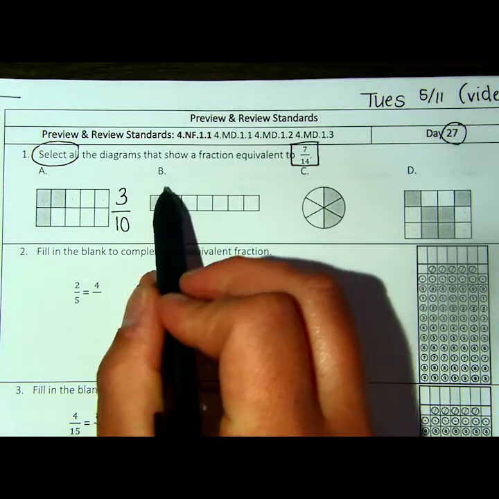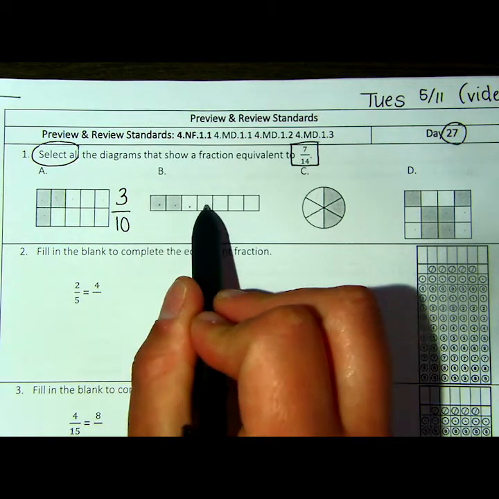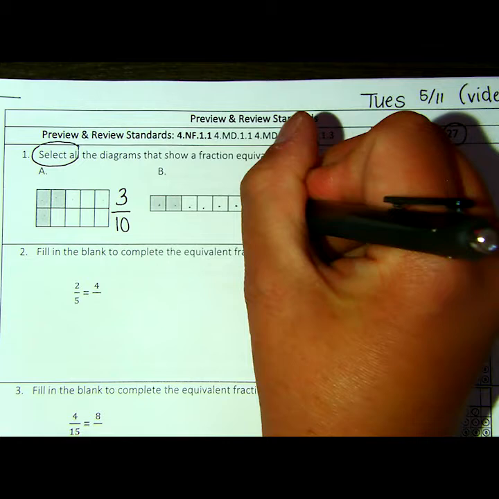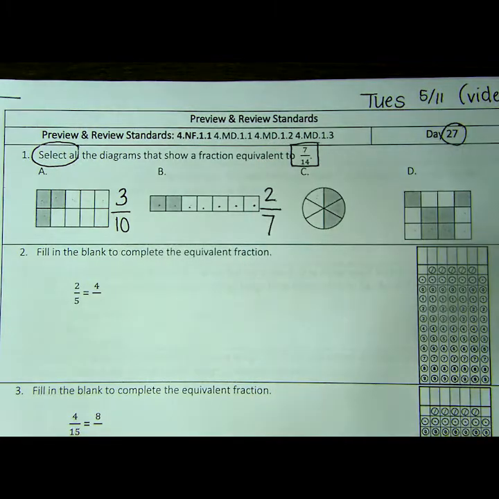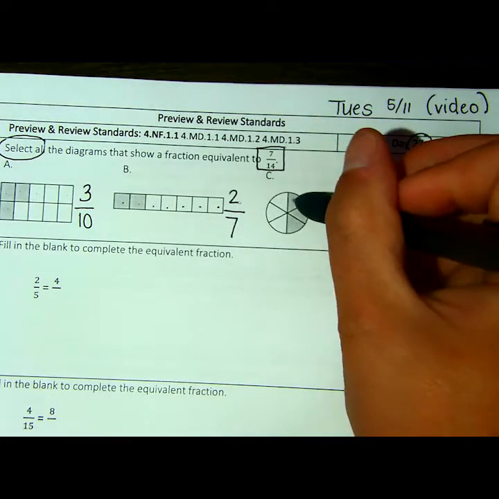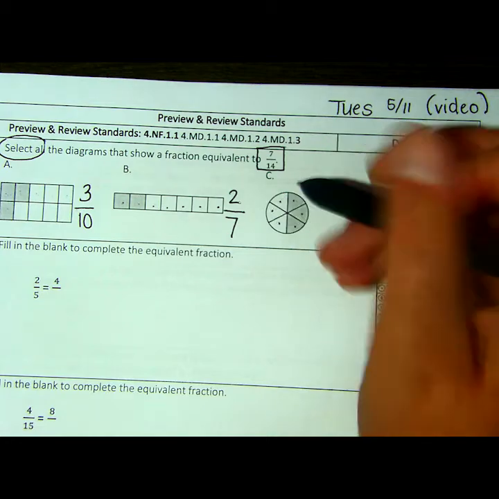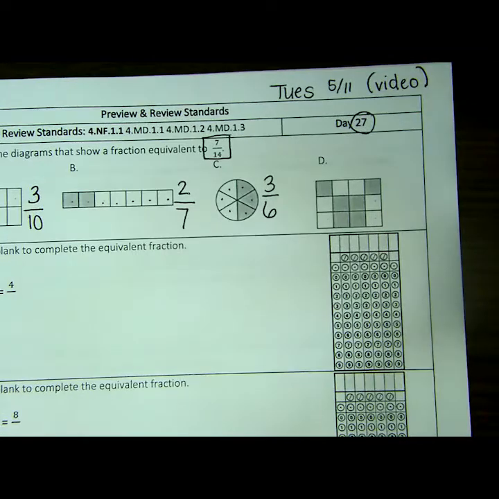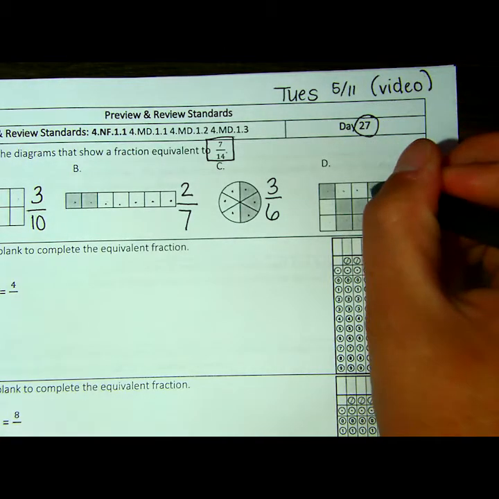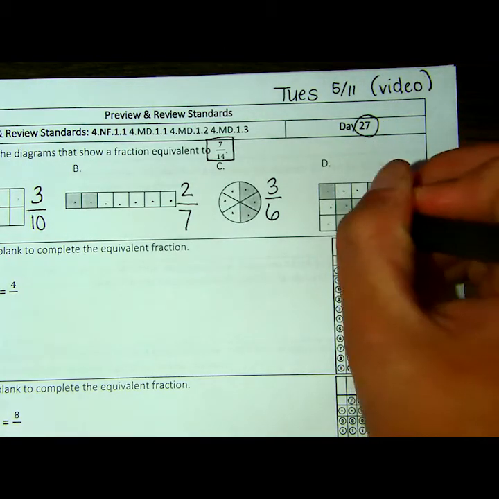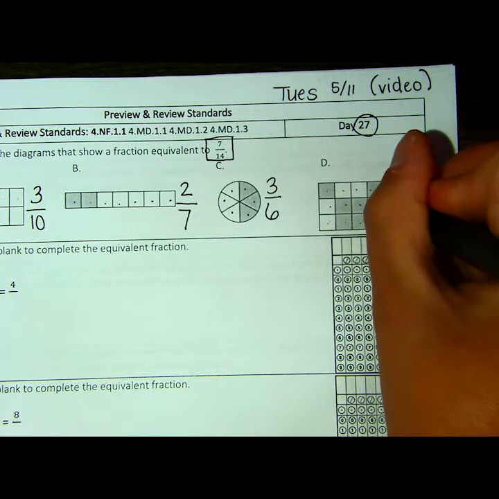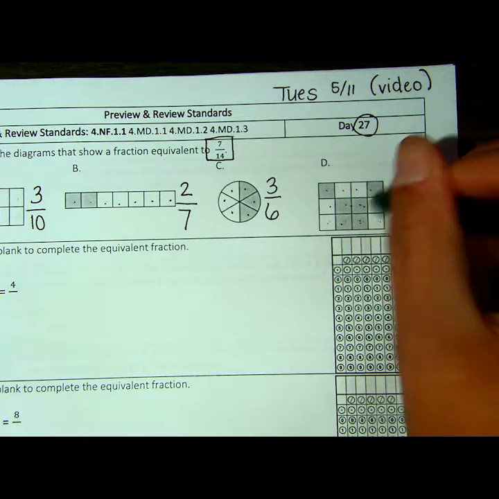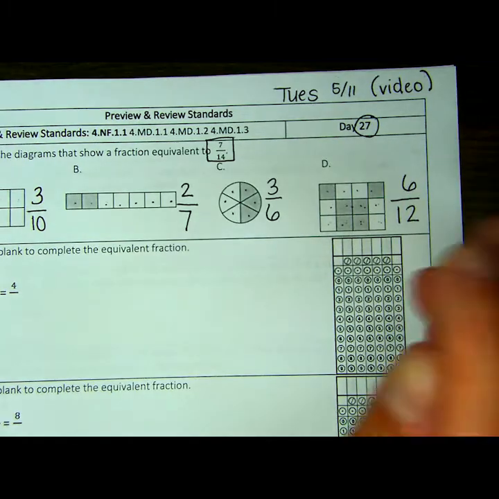Now let me go to figure B. 1, 2, 3, 4, 5, 6, 7. So this is sevenths, and there are 2 shaded. Now in this one, I have 1, 2, 3, 4, 5, 6, and there are 3. So 3/6. And then in figure D, I have 1, 2, 3, 4, 5, 6, 7, 8, 9, 10, 11, 12. So we're working with twelfths. And I see that there are 1, 2, 3, 4, 5, 6 shaded.